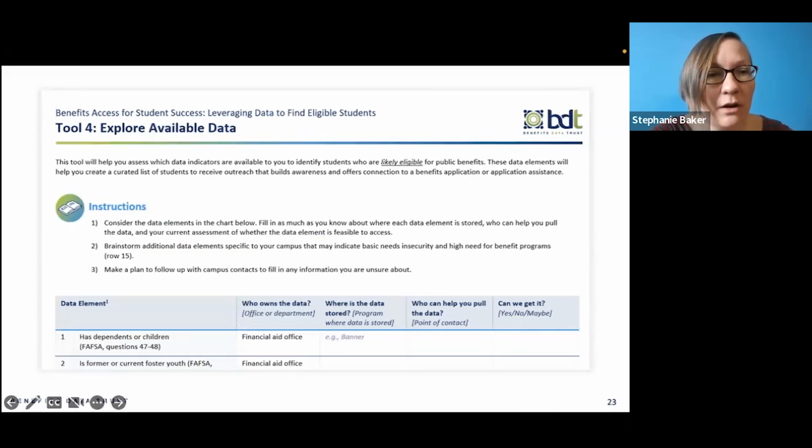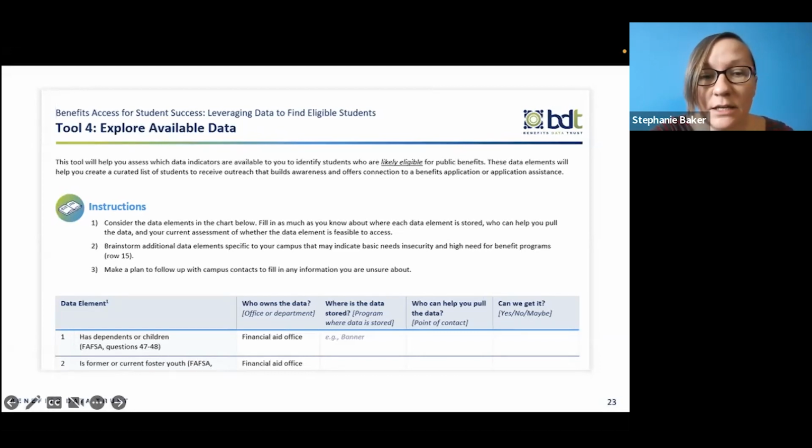Tool 4, which we called Explore Available Data, actually walks you through the data elements that colleges have or could have that are useful for identifying students who could be eligible for benefits. So the left-hand column here shows the relevant data element. The next column identifies what department owns it, followed by where it's stored, who can pull the data, and then finally whether it's accessible for this work.